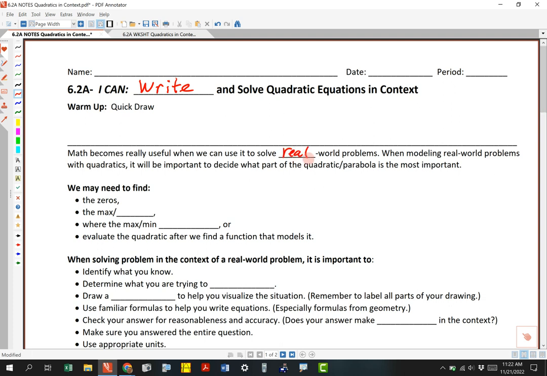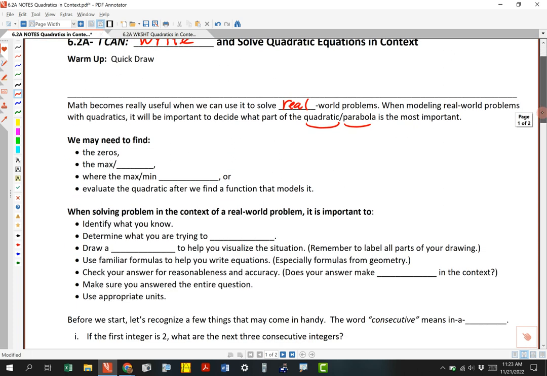So would you write the word real there? Because that's where these become useful, when we can solve a real world problem and use the quadratic model to figure out the answer to a problem that we're curious about. So remember, we've got a quadratic, which the shape of that is a parabola. So we just reviewed those shapes.